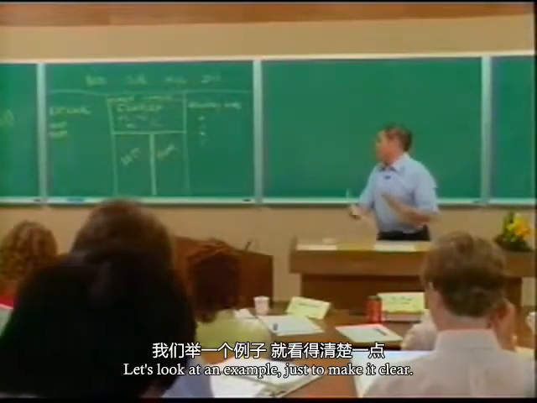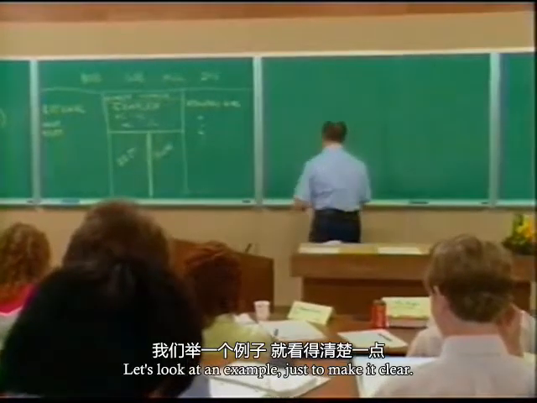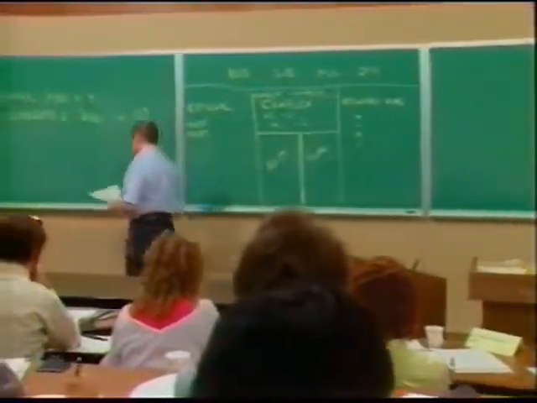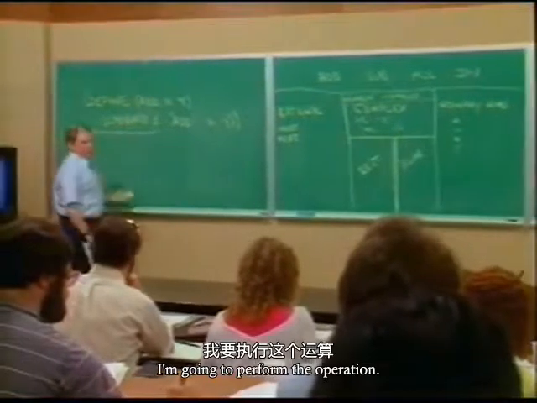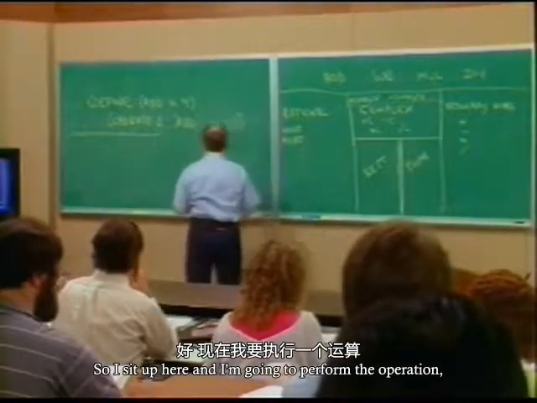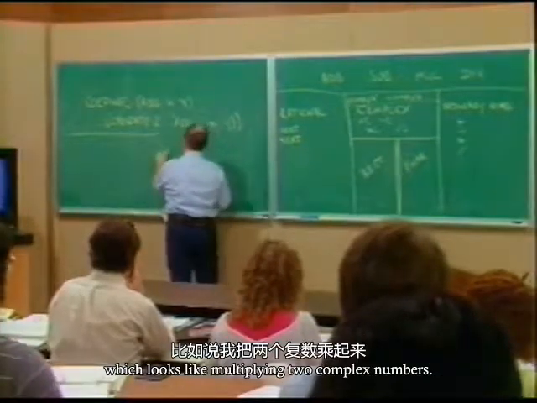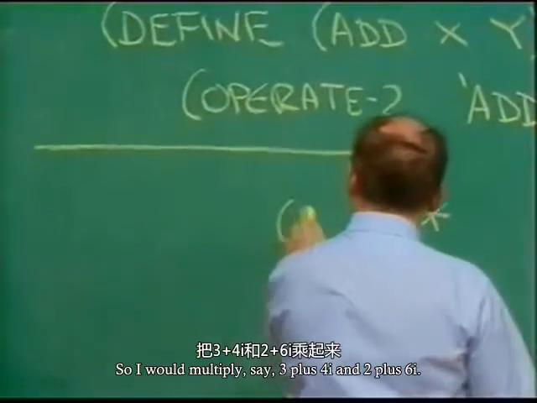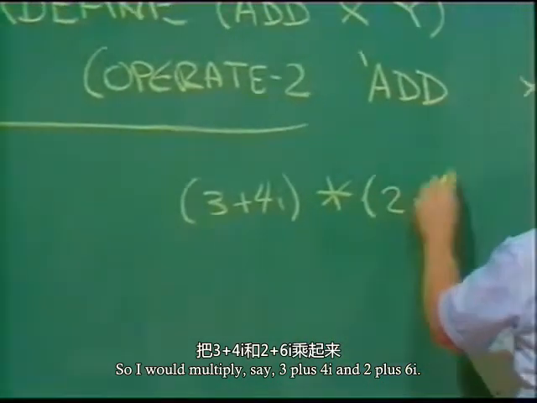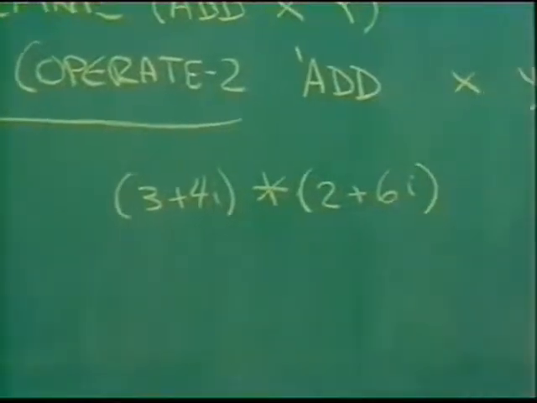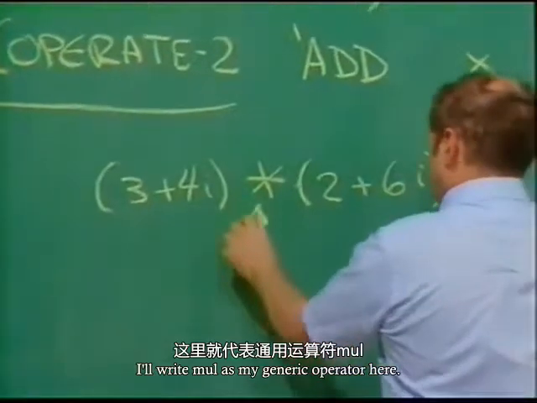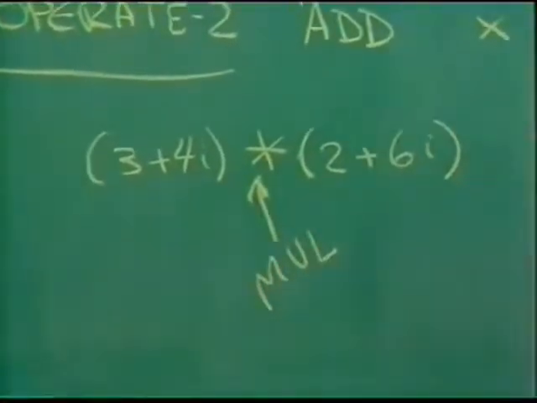Okay. Let's look at an example just to make it clear. Suppose, for instance, I'm going to perform the operation which looks like multiplying 2 complex numbers. So I would multiply, say, 3 plus 4i and 2 plus 6i. And I hand that to mul. I write mul as my generic operator here. How's that going to work?